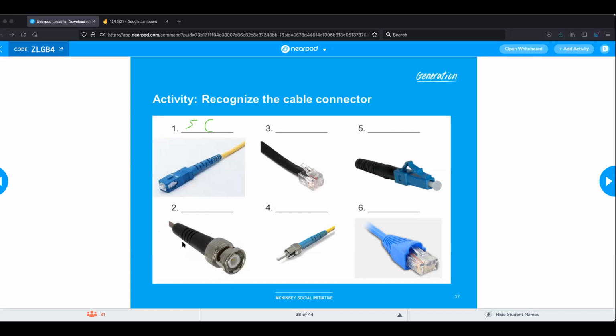Oh, okay. But you are absolutely correct. That is a BNC connector. Nice work. Number 3.